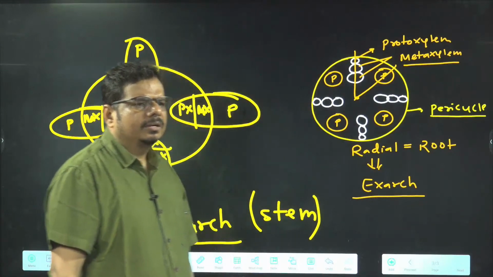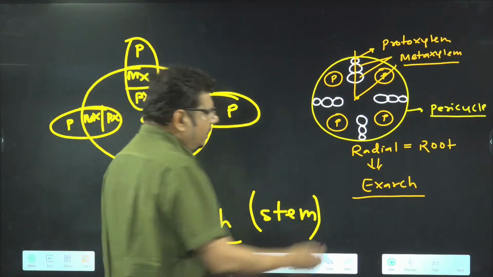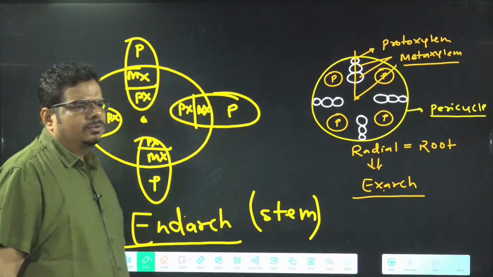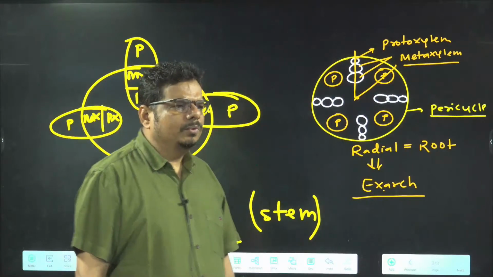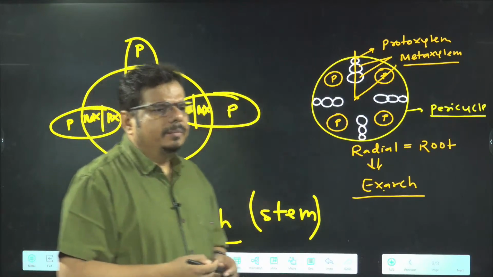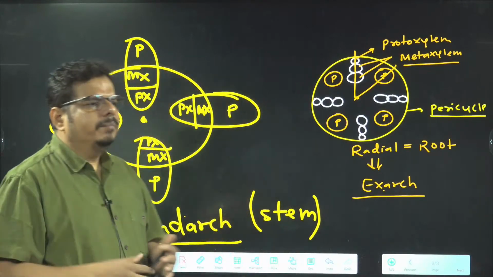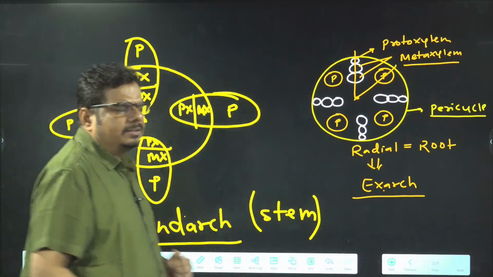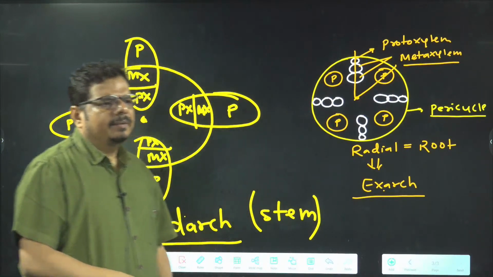Is it clear or not? Are you understanding the idea? So this is about the exarch condition. This is about the endarch condition. I also told you through the diagram. I hope you got the idea about exarch and endarch. I just decoded it because it is very important for the exam, so I felt it was better to draw the diagram also. Is it clear? Can we move on?